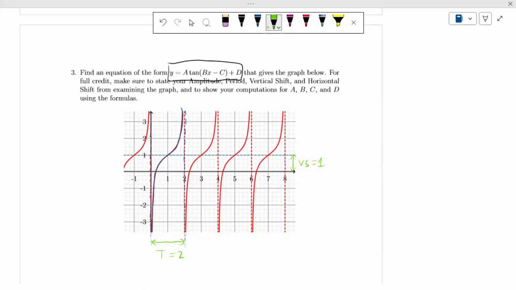Let's do my horizontal shift. I'm just going to draw the general shape of tangent up here. So here's my x and y axis. It's supposed to look like this: symmetric about the origin and going right through the origin. Your middle key point is supposed to be on the origin. So your horizontal shift will be wherever this middle key point is. I'm going to label that, the distance from there to there, that's your horizontal shift.